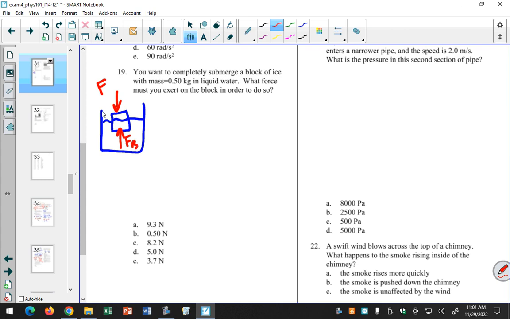And so I need to have a force that's big enough to overcome that buoyant force. So here, I want to know what is the buoyant force. If the ice is completely submerged, what is the buoyant force that will be acting on it? That's going to be equal to the density of the fluid times the volume of the object times the acceleration due to gravity.